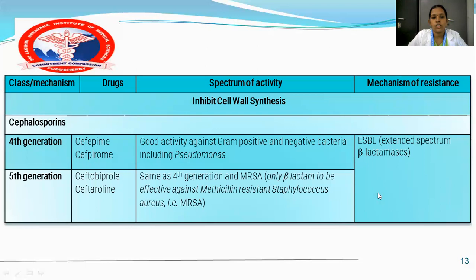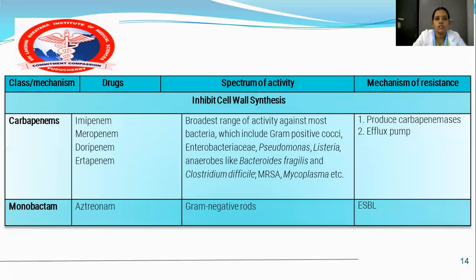So this fourth generation has good activity against gram-positive as well as gram-negative bacteria, including Pseudomonas. Pseudomonas is a gram-negative bacteria but comes under the non-fermenter group. Same as the fourth generation, the fifth generation is the only beta-lactam to be effective against methicillin-resistant Staphylococcus aureus. I told you before, that is MRSA. Then ESBL, the extended spectrum beta-lactamases.